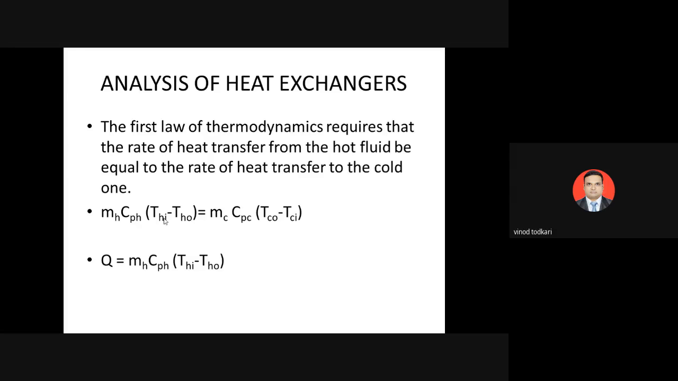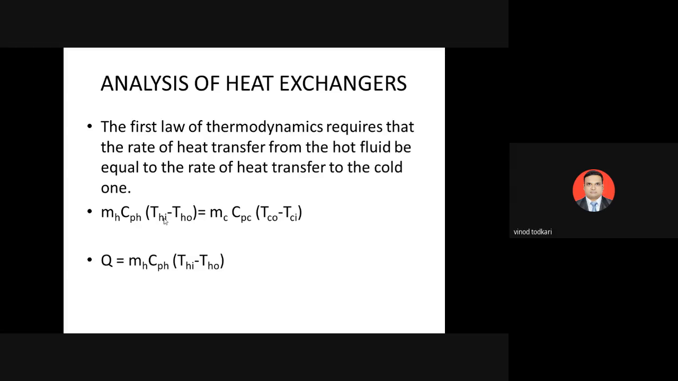Now what is the second step? The second step is to find the heat transfer rate. The heat transfer rate you may consider as QH or QC, because both are the same. In the first step itself we have written QH is equal to QC. Now what is QH? The heat transfer rate of the hot fluid is mH Cph into bracket Thi minus Tho. Also, you can work out QC because both are the same.